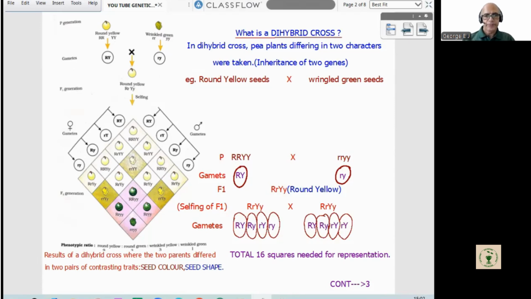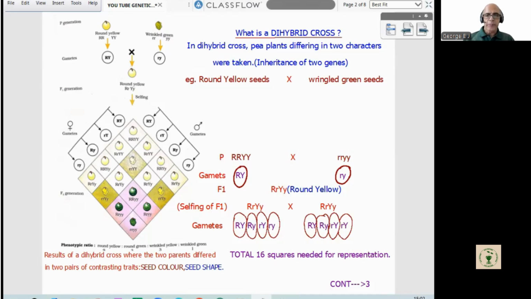The diagram is again clear. And what is the genotype of round yellow seeds? Capital R, capital R, capital Y, capital Y. What about wrinkled green seeds? Small r, small r, small y, small y. They represent the parents. From the parents, when we analyze the gametes, capital R, capital R, capital Y, capital Y will give only one type of gamete, that is capital RY. Small r, small r, small y, small y will give only one type of gamete, that is small r small y. These two will be coupled to form F1.